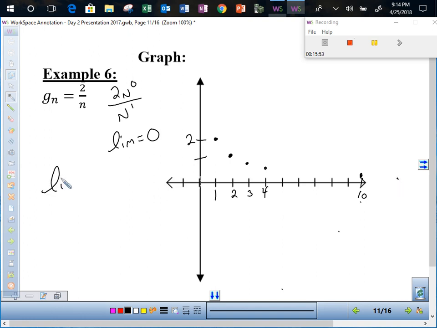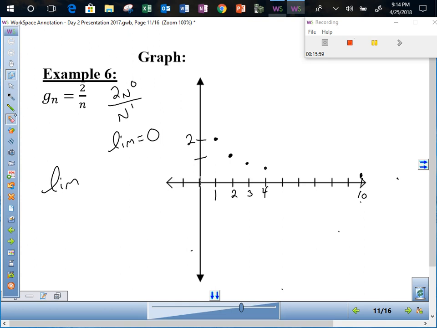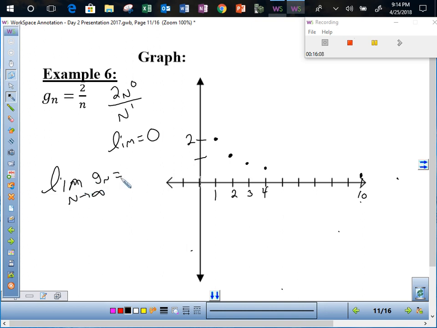So I'm going to say that the limit of g sub n, let's say that again, the limit as n approaches infinity of g sub n in this case is 0. 0 because my highest power was in the denominator.